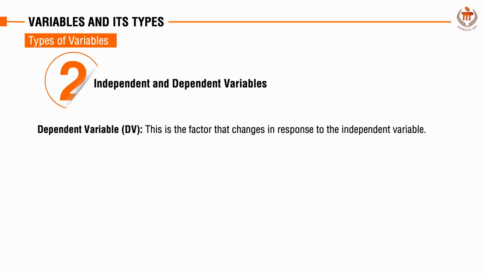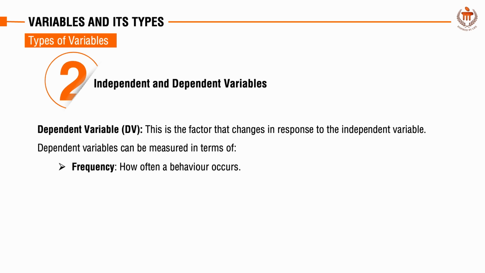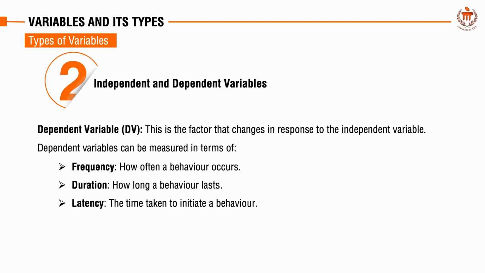Dependent variable, DV: this is the factor that changes in response to the independent variable. For example, in a study on the effect of study duration, IV, on test scores, DV, test scores vary based on the study duration. Dependent variables can be measured in terms of frequency, how often a behavior occurs; duration, how long a behavior lasts; latency, the time taken to initiate a behavior; and force, the intensity of the behavior.